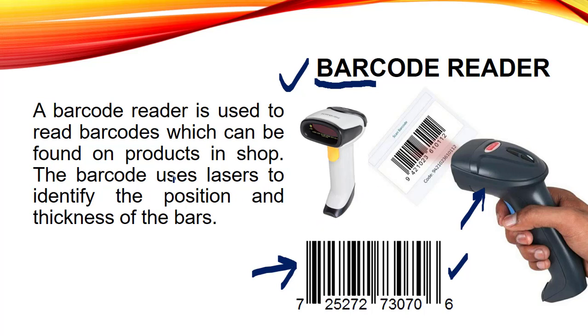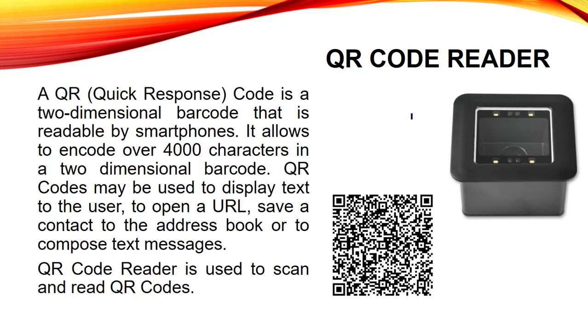So a barcode reader is used to read barcodes which can be found on products in shops. The barcode reader uses a laser to identify the position and thickness of the bars. From this area a laser light emits, and this laser light reads these thick and thin lines, and then it decodes these lines into numerical form. Generally you will find this barcode at the back of every packet, whether you are having a book or any box. Next we have the QR code reader.